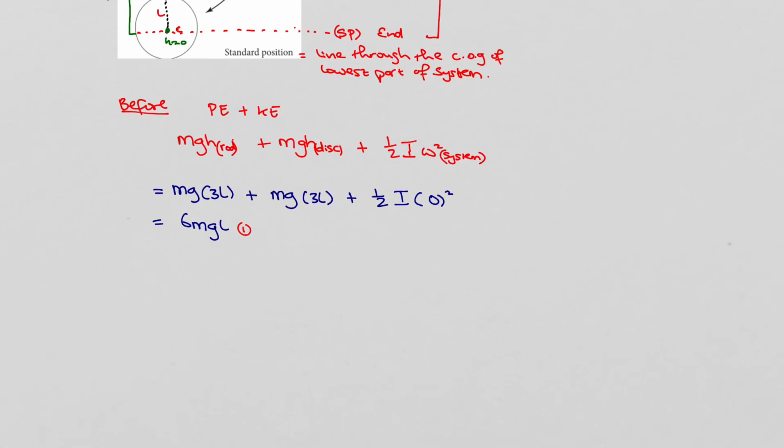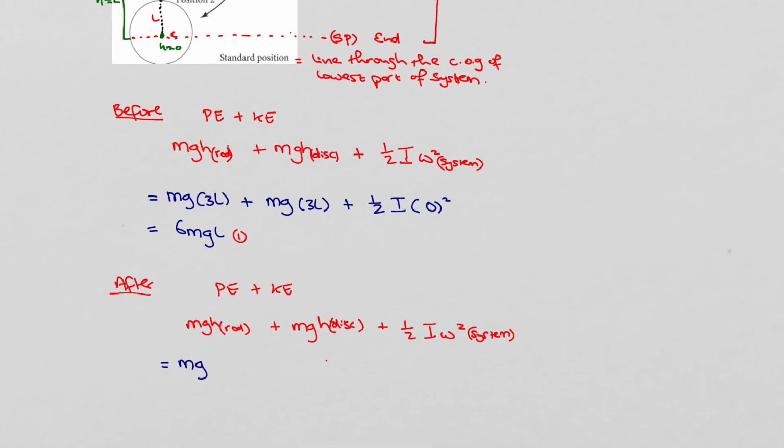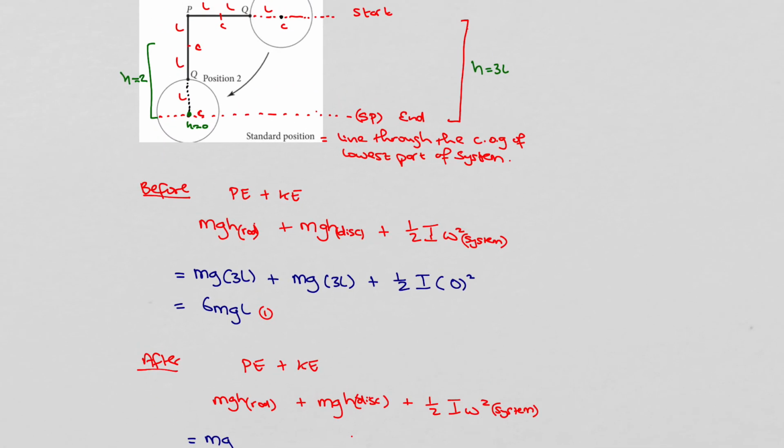And then we're going to do after. Again, after, we'll look at our potential energy and our kinetic energy. So we'll have the potential energy of the rod plus the potential energy of the disc plus the kinetic energy using the moment of inertia of the system. If I sub in, we have mass by gravity, and the height of the centre of gravity of the rod to the standard position is 2L.